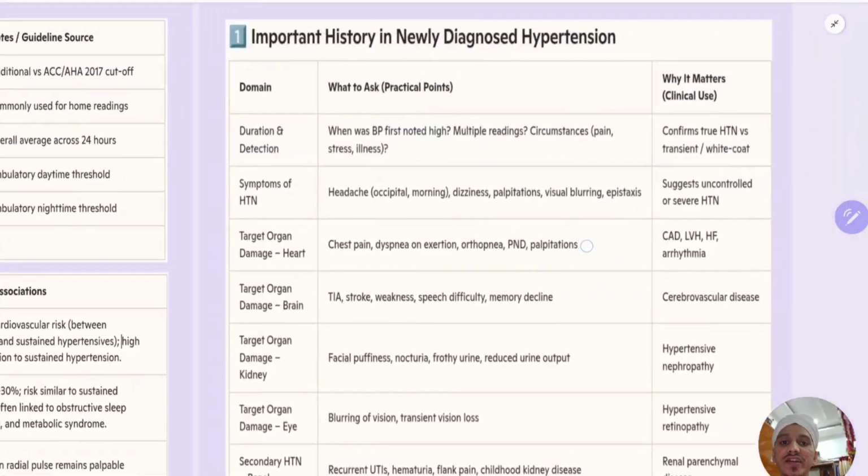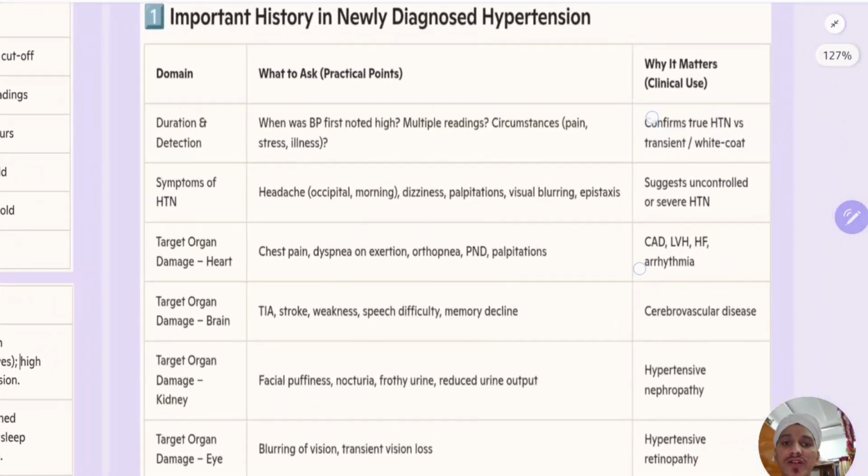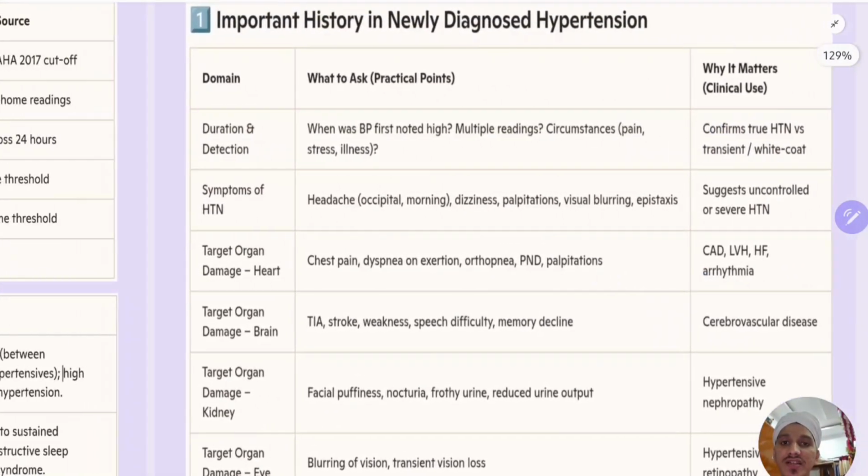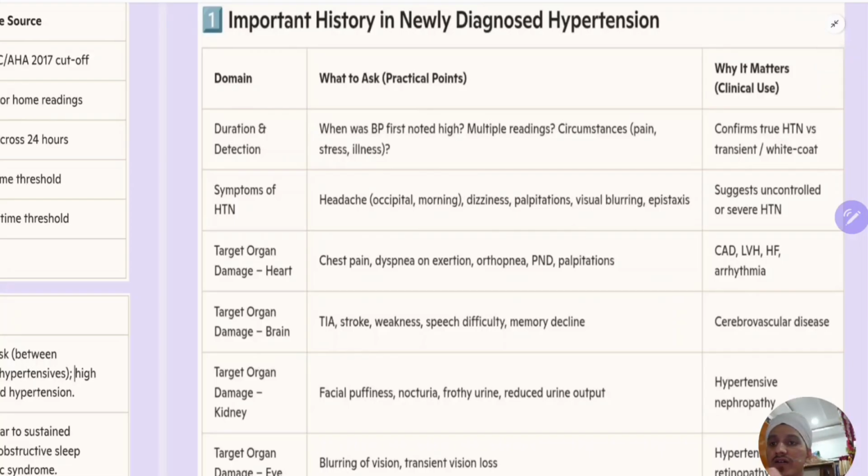So coming to the history and physical examination, what are the important points you should ask the patient in history? First, you ask the duration of the BP. You have detected now that BP is more than the threshold value. So ask the patient when the BP was first noted high, whether multiple readings were taken, and what the circumstances were when the BP was taken at that time, and right now also.